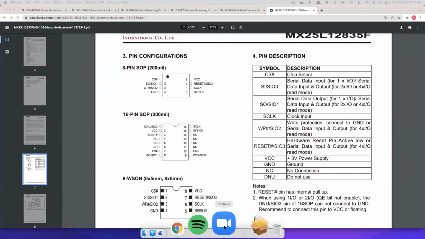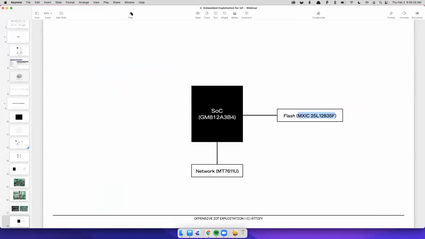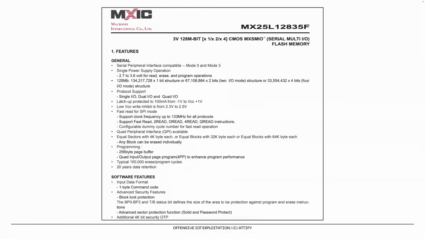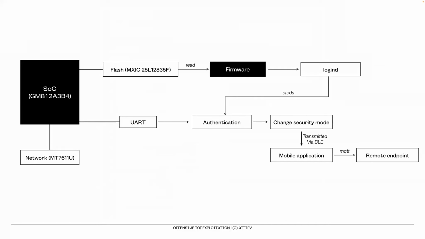So this is one of the things that needs to be done whenever you start performing embedded exploitation, is to identify the chips and their functionalities, and that can be done by locating the data sheet and then going through it. And based on that, you can then form additional diagrams of how that device actually works.